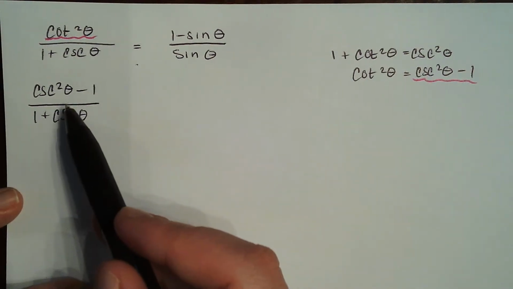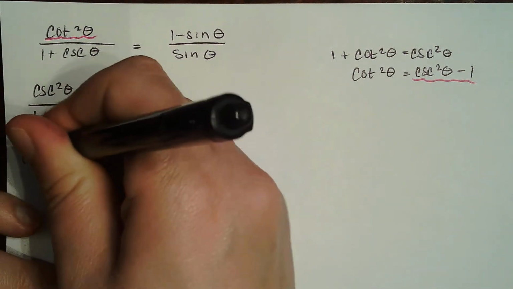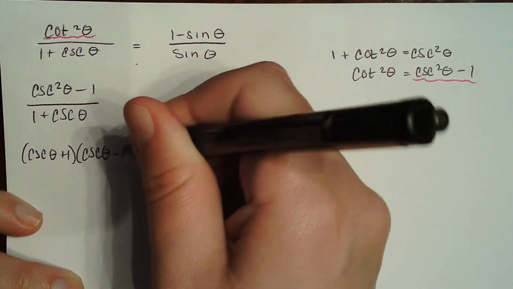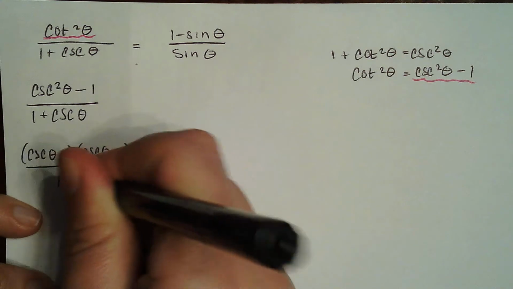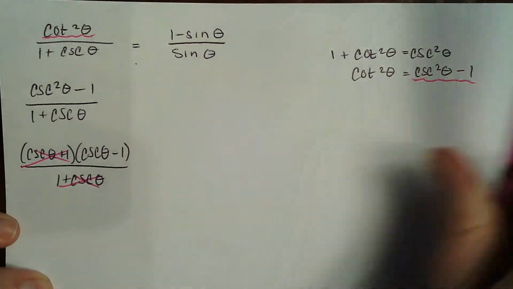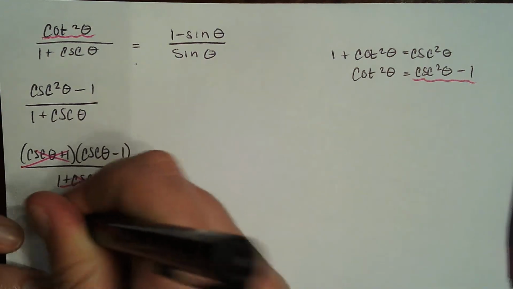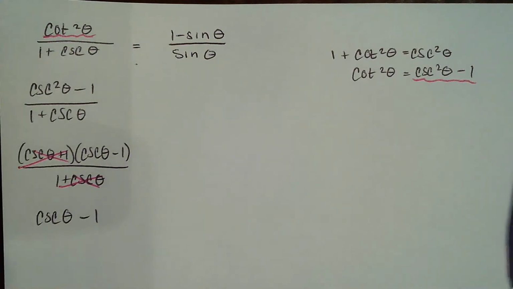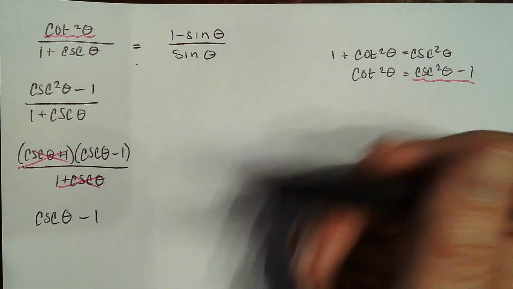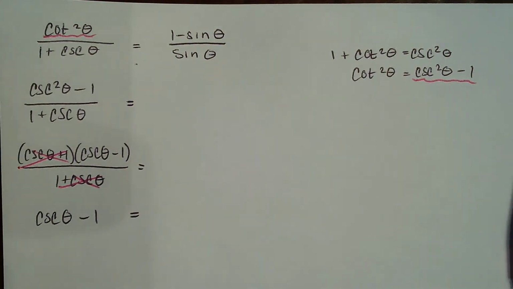All right, now this is factorable on the top here because it is a difference of squares. So cosecant theta plus 1, cosecant theta minus 1 over 1 plus cosecant theta. And I see that this is canceling. So this whole left side should simplify to cosecant theta minus 1. Now let's kind of pause there because I'm not sure what this side's going to work out to be. So let's just see what's going to happen with this, and let's see if we can get it to equal the same thing.